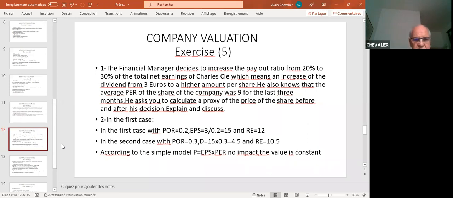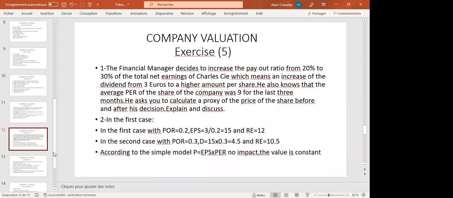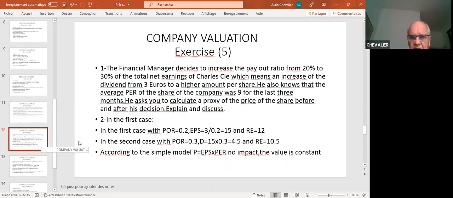Let's have a look at another point. You have some knowledge already on that, and this is useful to remember when you go into company valuation. The financial manager decides to increase the payout ratio from 20% to 30% of the total net earnings of the company.